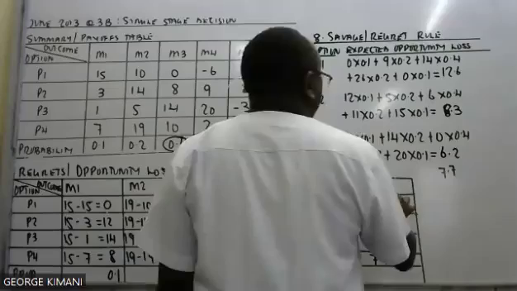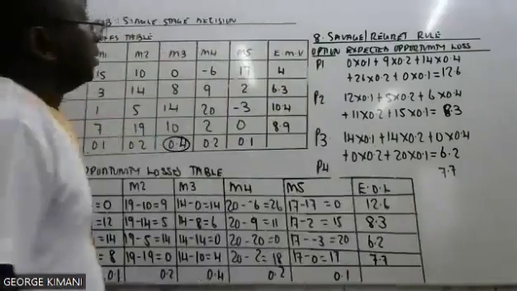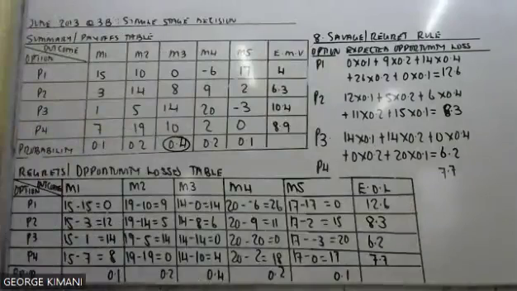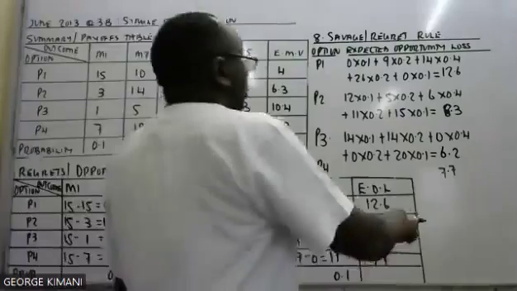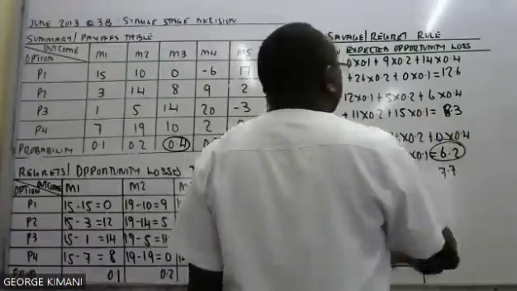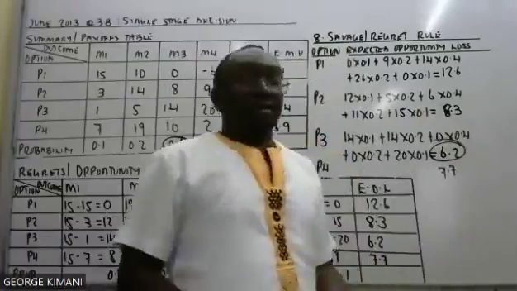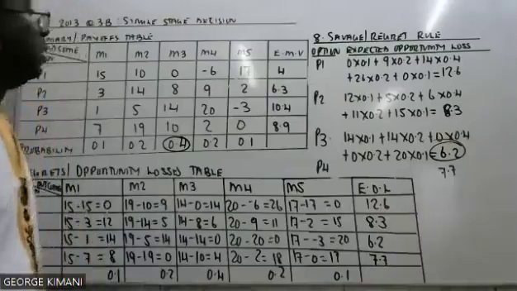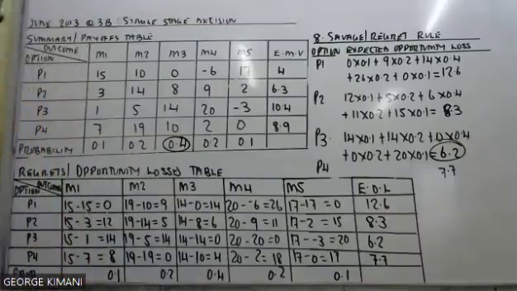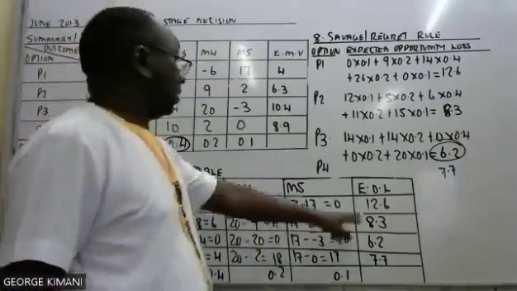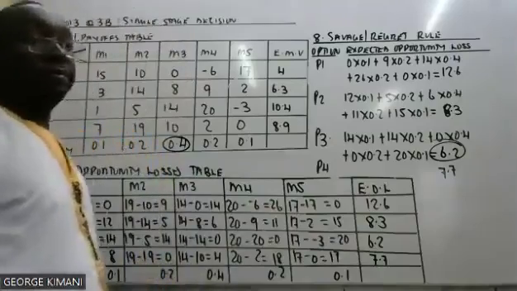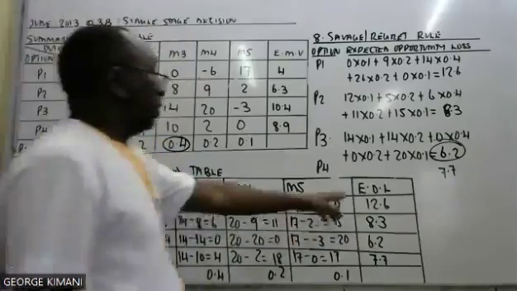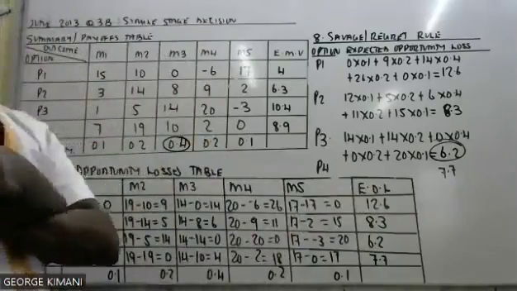So you select the what? The highest. Not the highest, the lowest. These are losses. Losses, we select the lowest. So the lowest of these is 6.what? 6.2. So you advise them to route product P3. And then you record those values in the table. The EOL, expected opportunity loss.